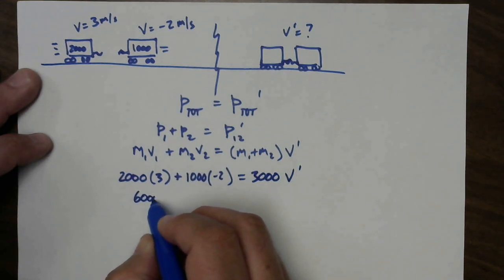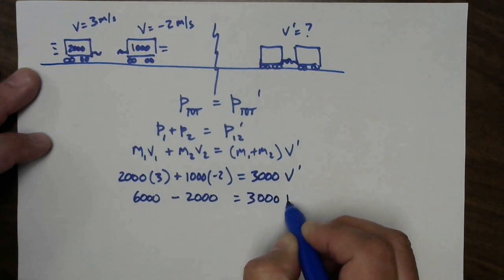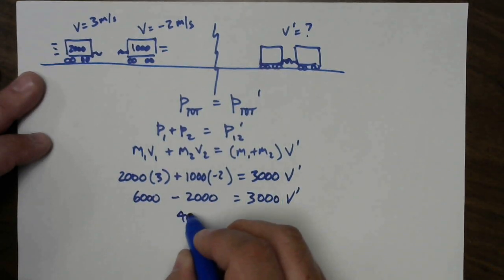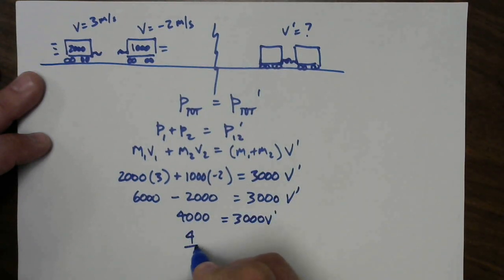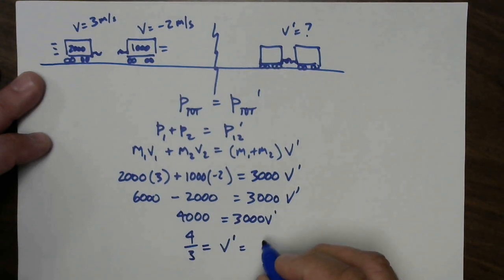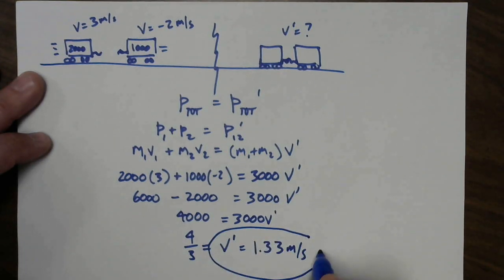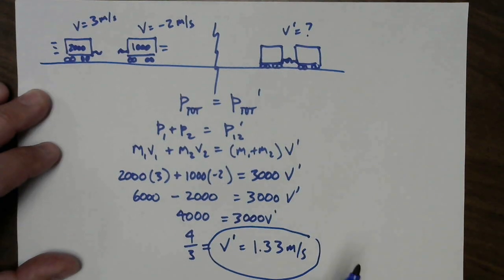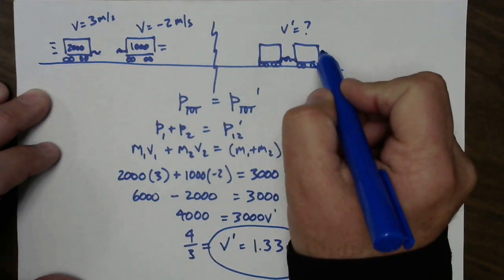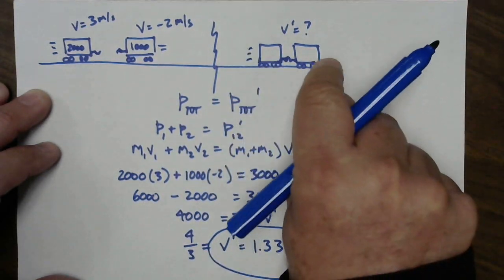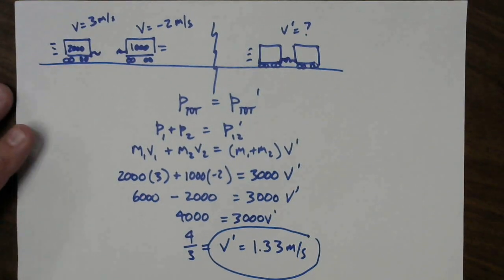So 6,000 positive minus 2,000 negative equals 3,000 v prime. So 4,000 equals 3,000 v prime. And 4 over 3 equals v prime, which is 1.33 meters per second, which tells us two things. It tells us when they lock together, they're going to be slower than anything else we've done so far with momentum. But it also is a positive number, meaning that these cars will be moving to the right. They'll be moving that way. The momentum to the right won out over the momentum to the left in this collision.